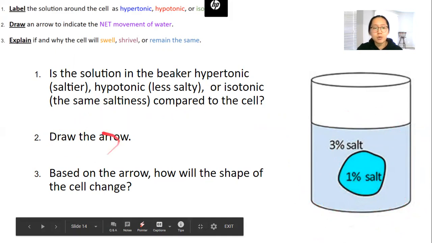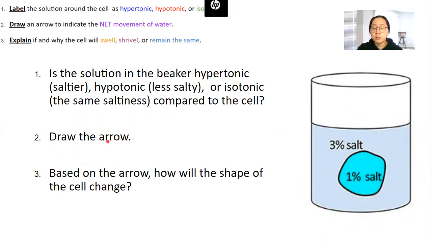Okay. After that, we're going to draw the arrow that shows where water is going to be moving. Water is going to move from the less salty to the more salty area. Okay, it's always going to move from the less salty to the more salty area. And then based on the arrow, we're going to describe if the cell is going to swell, shrivel, or remain the same.